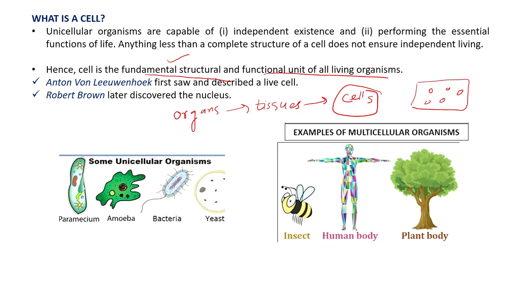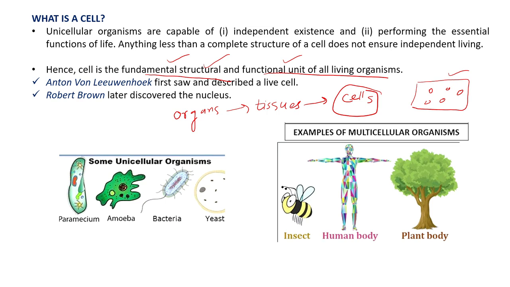These cells contain several components which perform different kinds of functions necessary for life. One cell contains all the components required for the functions of life. That is why the cell is called the fundamental structural and functional unit of all living organisms.